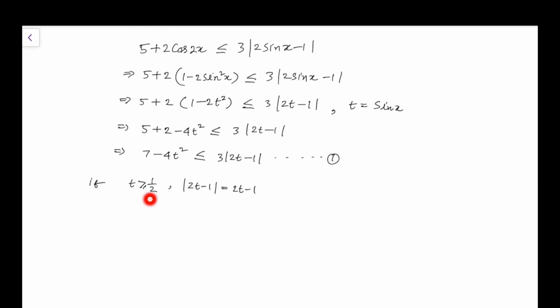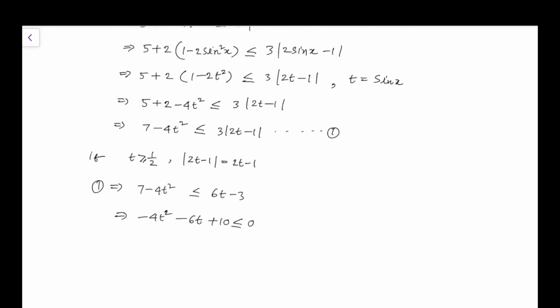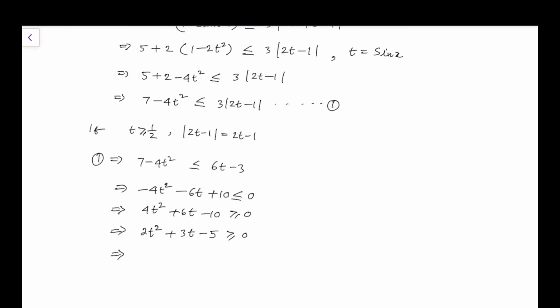So if we take t greater than half, in that case the part under modulus will be positive. So mod of 2t minus 1 will be 2t minus 1. So ultimately equation 1 will become, in that case, 7 minus 4t square less than 6t minus 3. So basically it will become a quadratic inequality. We are multiplying by minus 1, therefore the inequality changes here. Then we are dividing by 2, so this will become a quadratic inequality.